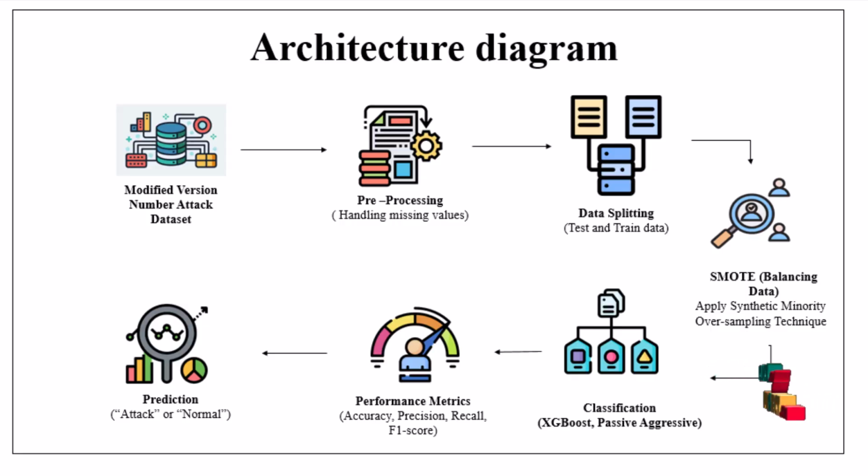I used it for balancing the data and then carry out the classification. I used two models, XGBoost and a passive aggressive model, and carry on to the performance metrics. I evaluate the accuracy, precision, recall, and F1 score, and finally prediction. The trained models are used to predict and classify either attack or normal. This is our workflow diagram.